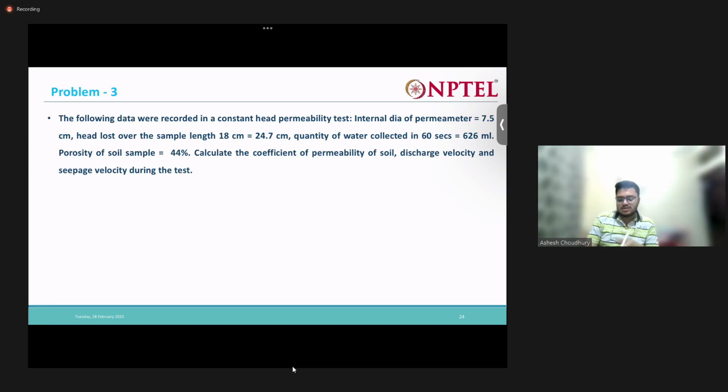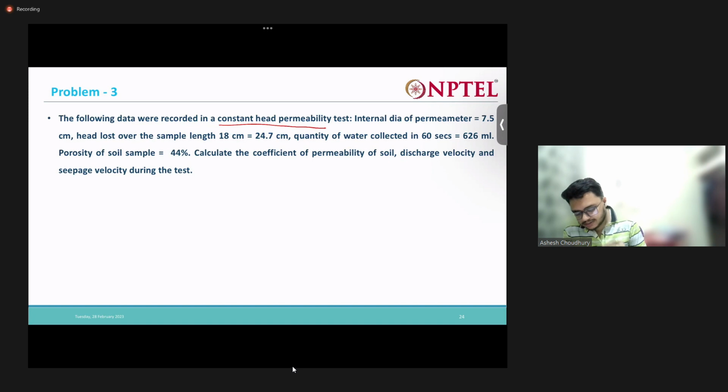To calculate the velocity, first we need to find the coefficient of permeability. So first let us find the coefficient of permeability. This is a constant head permeability test. We already found a relation for the constant head test, but let us keep that aside. We will solve it one by one using basic common sense.